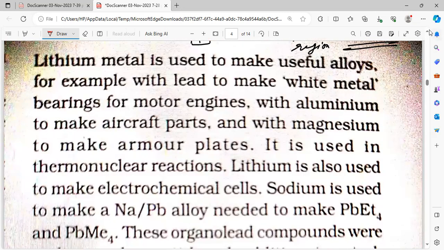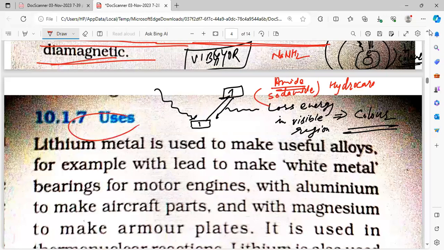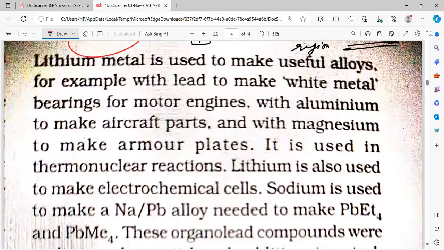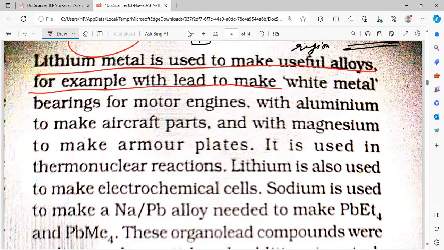Now, the next point. What is the usage? We are going to deal with the usage of the alkali metals. Have you heard about the sodium potassium pump in biology? Yes, sir. The whole nervous system works because of the ions. Here you see, lithium metal is used to make useful alloys, for example with lead to make white metal. Nowadays lithium batteries are also being made.